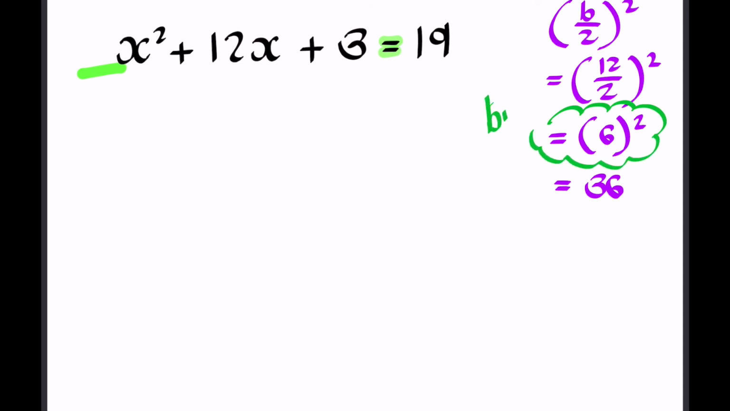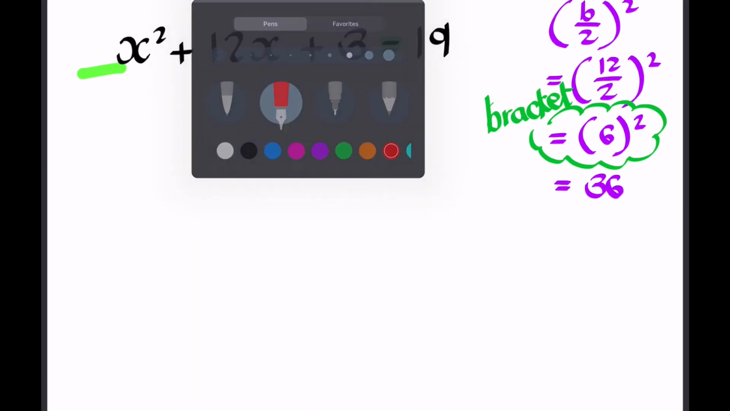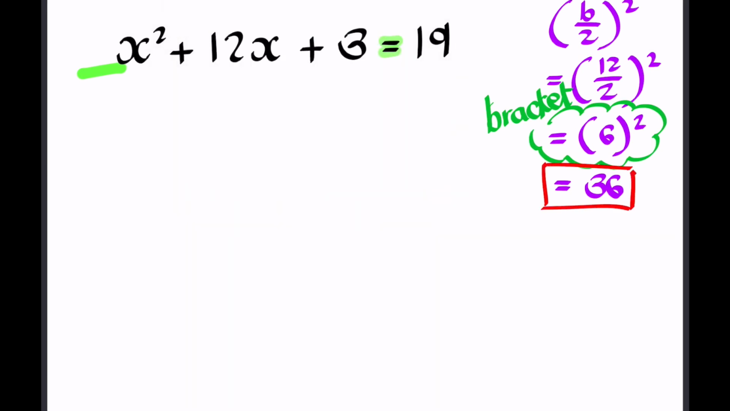Now the 6 is what I'm going to use in my brackets, and the 36 is what I'm going to add to both sides. So A is ensuring that there's no coefficient to the x squared. B is doing my B side note, and then C is take your C value, or your constant, to the other side.